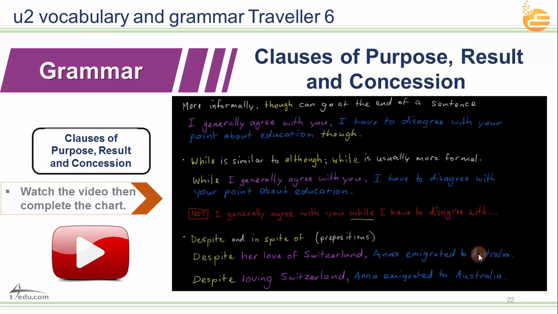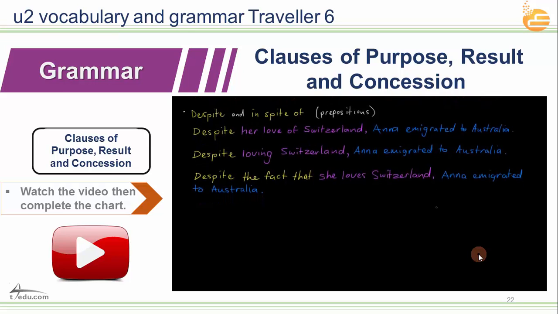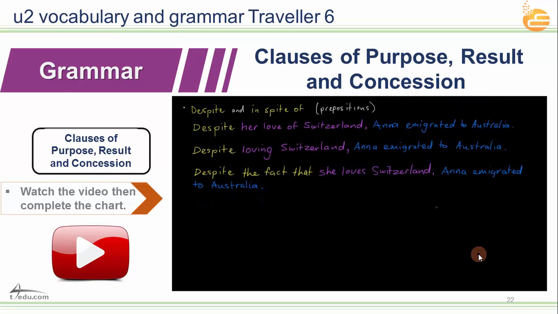In this clause, all right, here we look at despite and in spite of. These are actually prepositions, although that's a fairly technical point because they look like conjunctions. Despite her love of Switzerland, Anna emigrated to Australia. The grammar here is fairly important because what we have here actually is a noun. "Her" is just a determiner, just saying who possesses the love. So it's really "despite love of Switzerland" that we're saying here. So this is a noun, and so you can understand that after despite we need a noun.